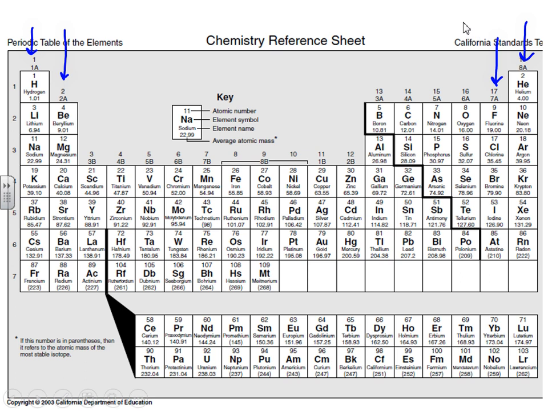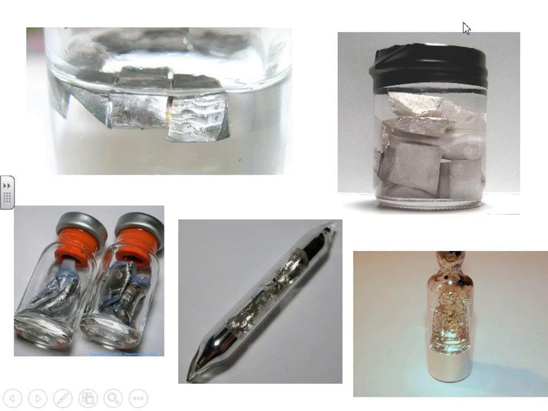So group 1, here they are. Here's lithium, really low density. It floats. This is mineral oil. You can't store it in water, so if it floats in mineral oil, you know it's very low density. Good old lithium here. This is good old sodium. And then we have potassium, and then rubidium, and of course cesium.